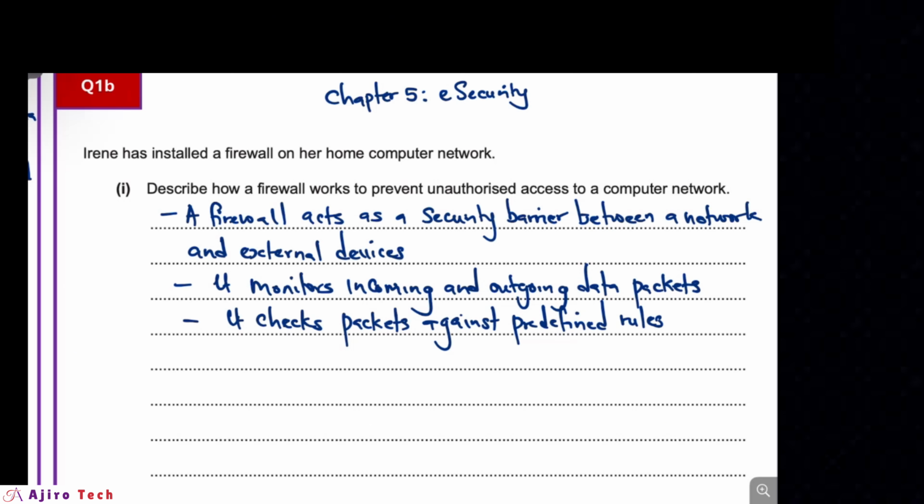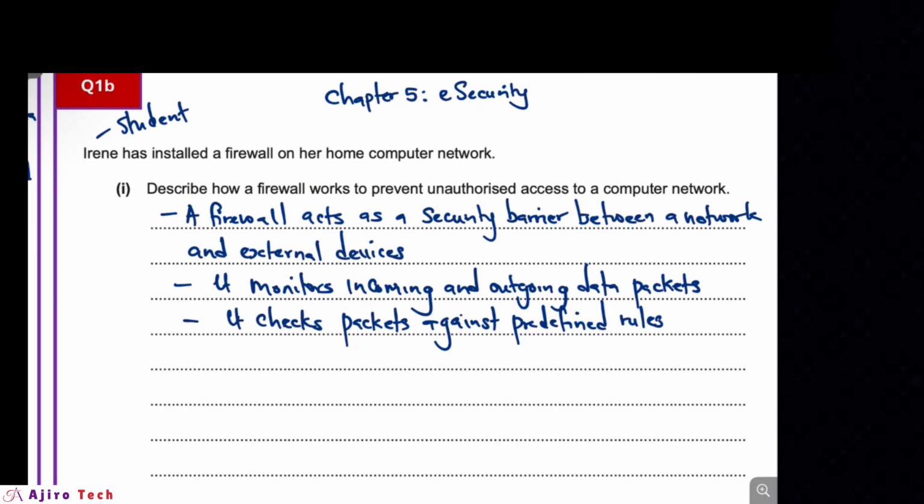Whatever rules have been defined ensure that, for example, Facebook cannot be accessed, because Irene is a student and the parents must have installed a firewall so that she cannot access things like Facebook or Instagram on their home network, whether through an app or whatever. So anytime Irene wants to go to places like that, the firewall blocks her. She cannot go to undesirable websites.